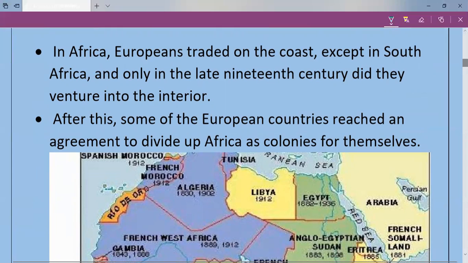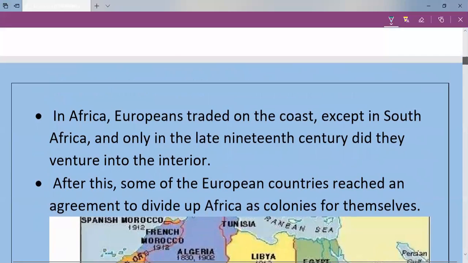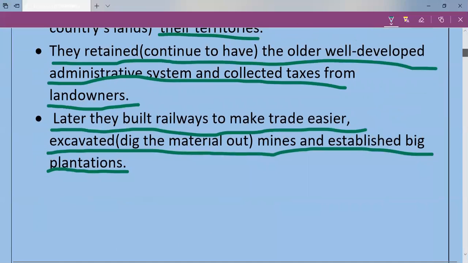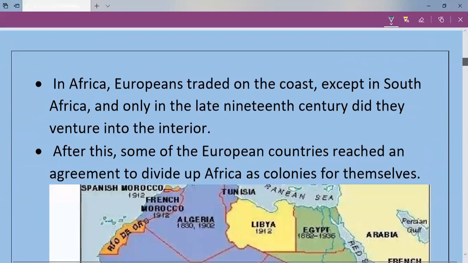So in South Asia, first of all, they became a political power. Then they did not change the old administrative system. They made an excellent transport system to loot the resources. So that much we learned. And they also started digging minerals. Then they established big plantations in South Asia.